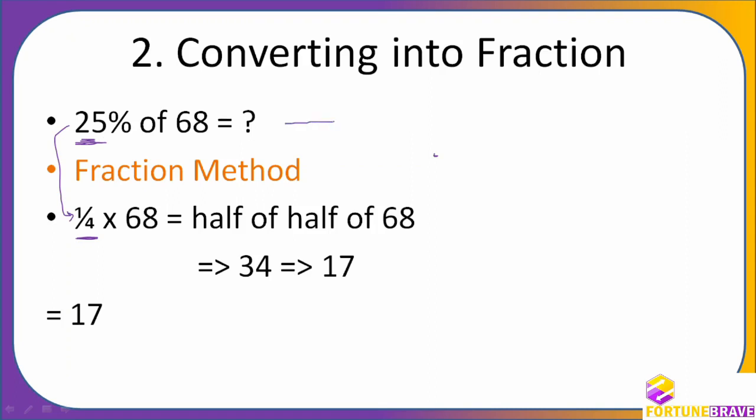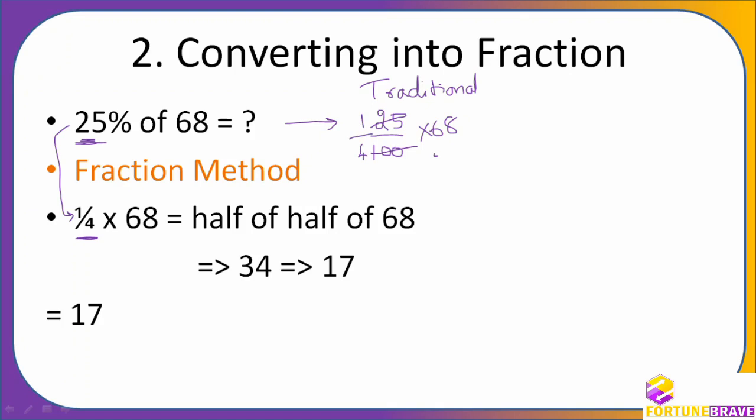Why is it 1 by 4? If you ask me, I'll tell you. If I take the traditional method, 25 divided by 100 into 68, it will look like this, right? This is the traditional method. So what you will do, 25 ones are 25, 25 fours are 100 will come. So 1 by 4 only will come.